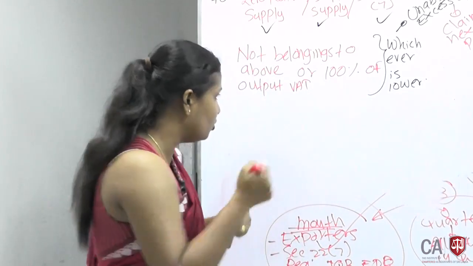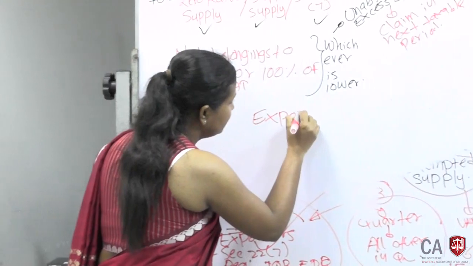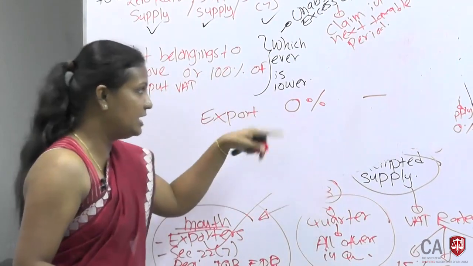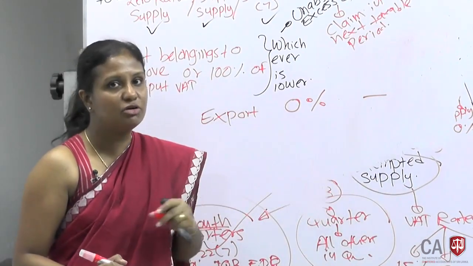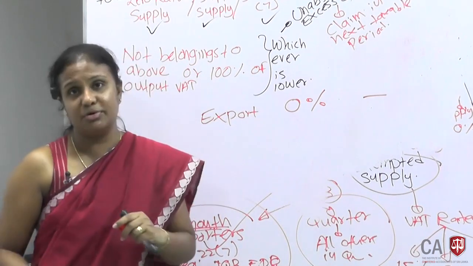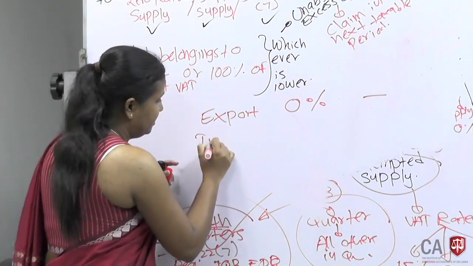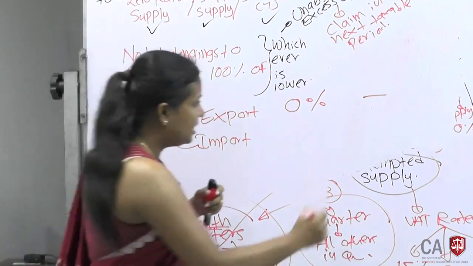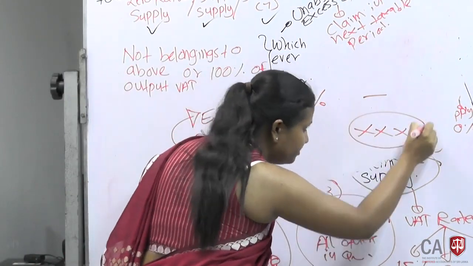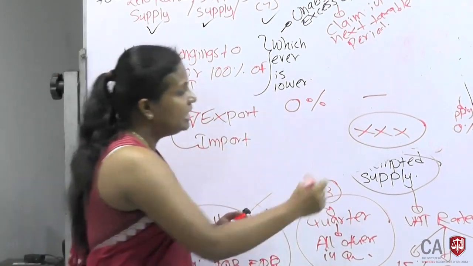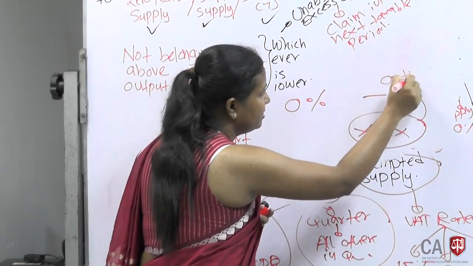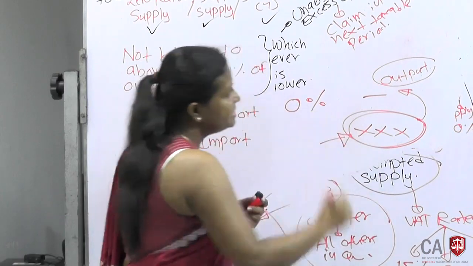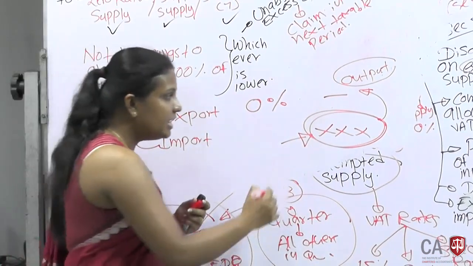That means for the export, the rate is 0%. Then output VAT, even though it is a liable supply, there is no output VAT. It is export. This import is directly relevant to this export. Then there is an input VAT which should be deferred. Now here there is no output VAT. Since there is no output VAT, this entire part is credited. That means it's going as the refund.